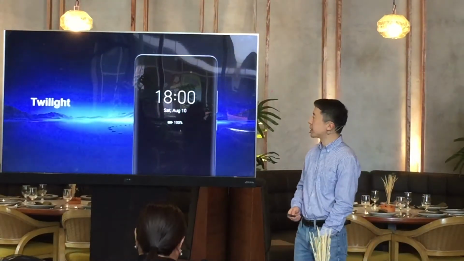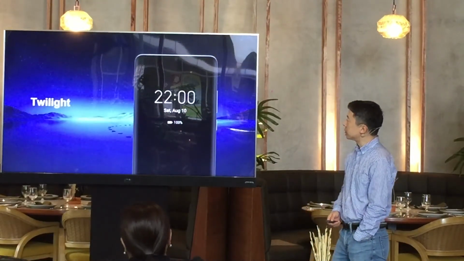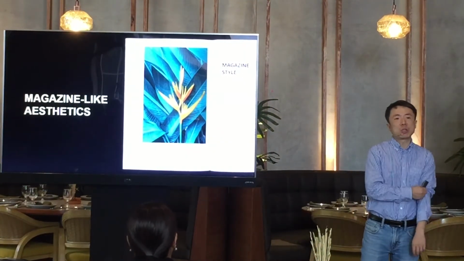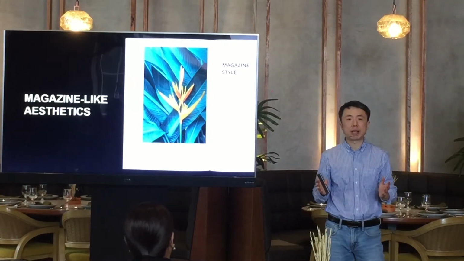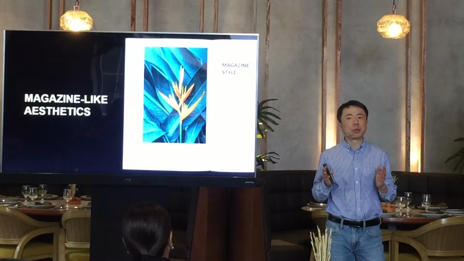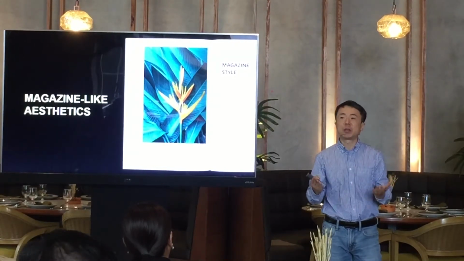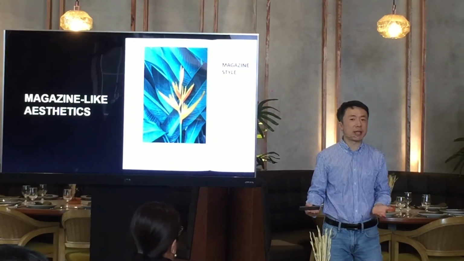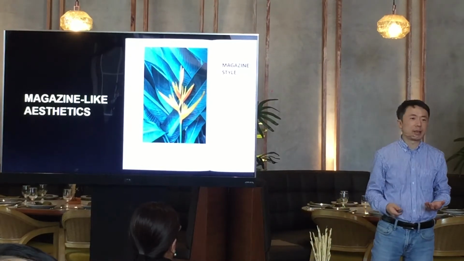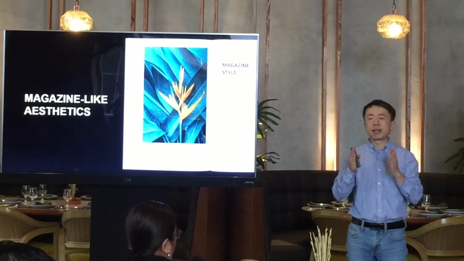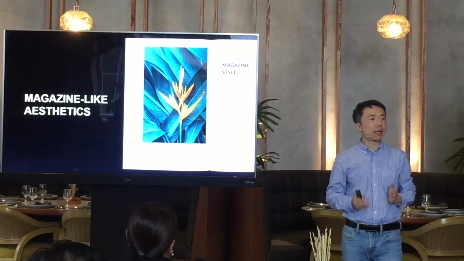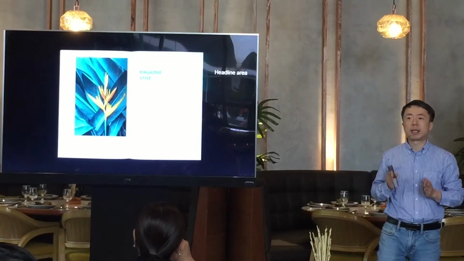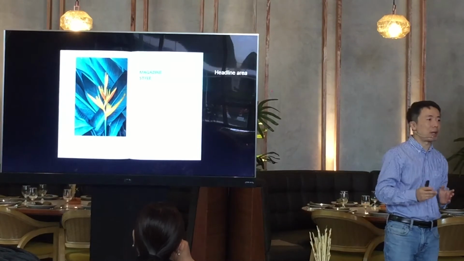And the next big improvement is the magazine-like aesthetics. Most of us appreciate the aesthetics of a magazine layout, and we feel comfortable holding a beautifully designed magazine and reading it, compared with a newspaper with just a lot of text, right? But there's a reason for that. There are a lot of design decisions and design elements that go into the design of a magazine layout. For example, there's a very big headline area so that people can instantly see what it's about.